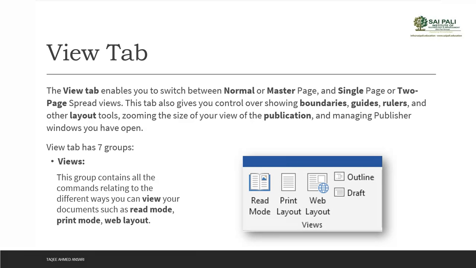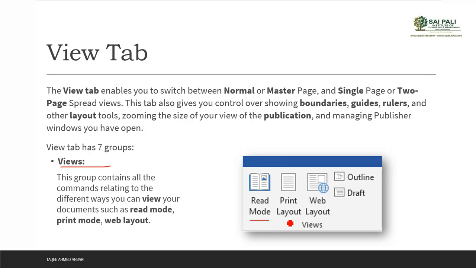In this View tab, we have 7 groups, and the first group is the View group. Now in this View group we have commands to see our document in different views. Just like we have this command, Read Mode. In this you can read your document, like you want to just read the document. So it will give you the view which can be helpful for reading.